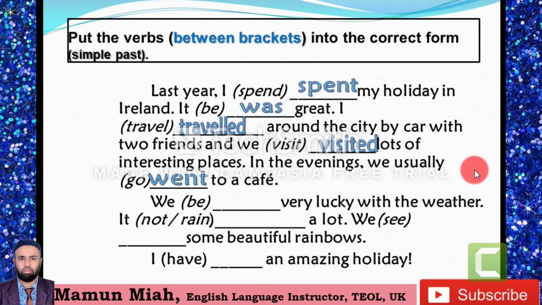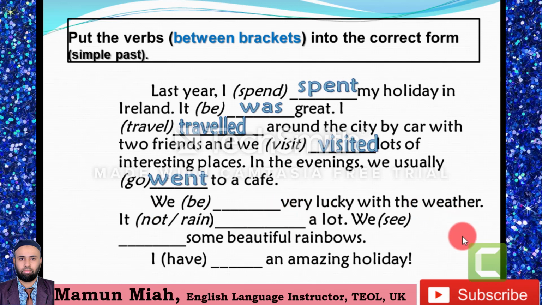In evenings, we usually went to a cave. My dear students, you can guess why here went. Why? Because there is this present simple indication usually, right? But my dear student, this is a passage starting from the past tense time, past indication, and the action will be going on with the same tense because this is the one happening.